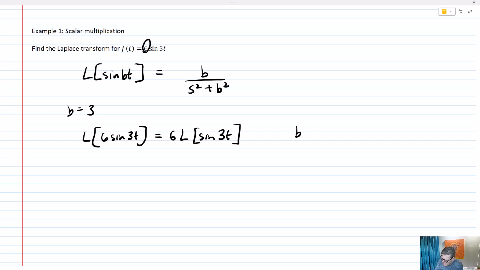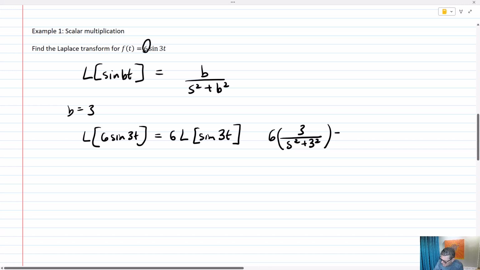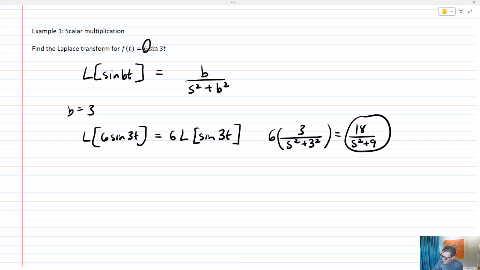In this case, b being 3 means that we get 6 times 3 over s squared plus 3 squared. That means we have 18 over s squared plus 9. And that, in fact, is the Laplace transform for 6 sin 3t.